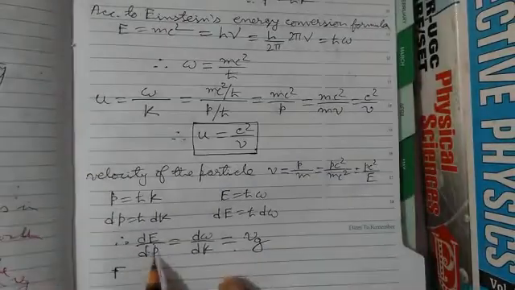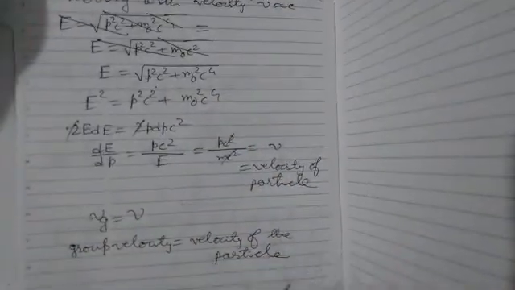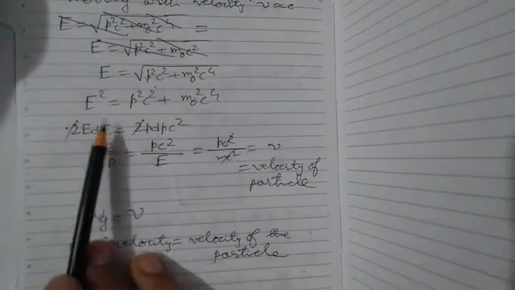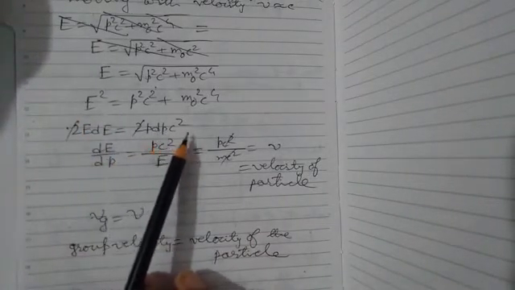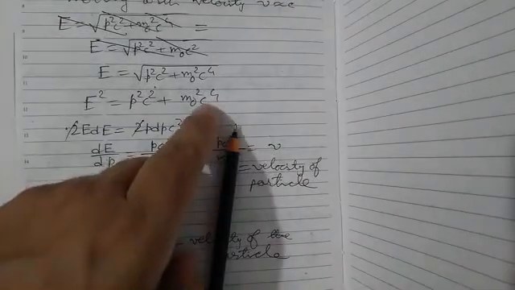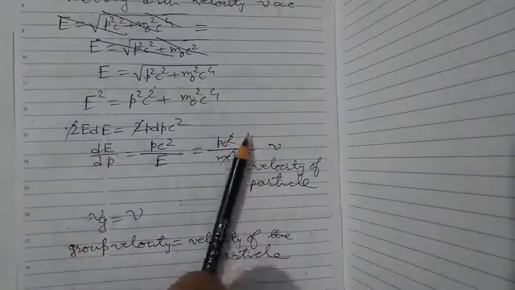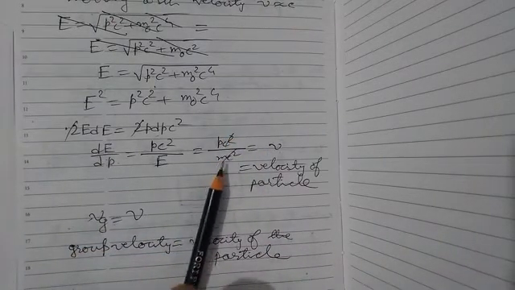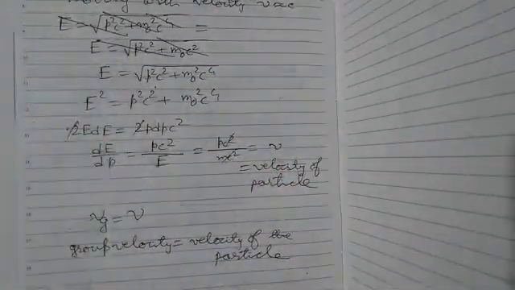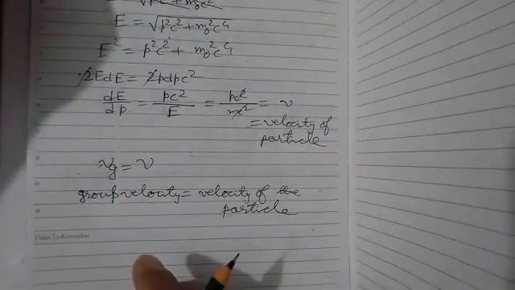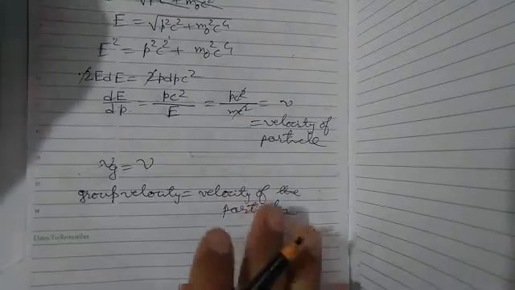Again you see here dE by dp is equal to vg, and from here we have E equal to square root of p square c square plus m naught square c to the power 4. We have differentiated it: 2E dE is equal to 2P dP c square. The other term is constant, since c and m naught are constant, so no differentiation. So dE by dp is equal to pc square by E. Now E is mc square, so p by m, that is mv by m. So v is the velocity of the particle. So vg becomes equal to v, and group velocity is equal to velocity of the particle.